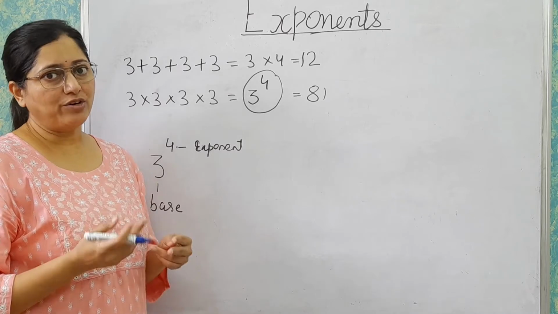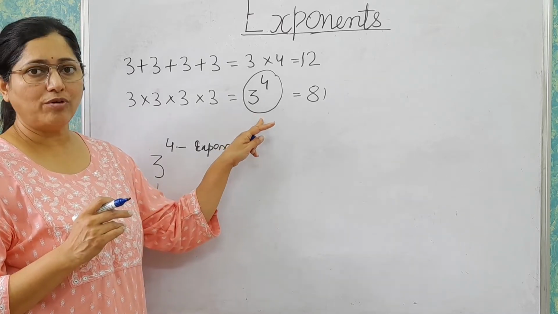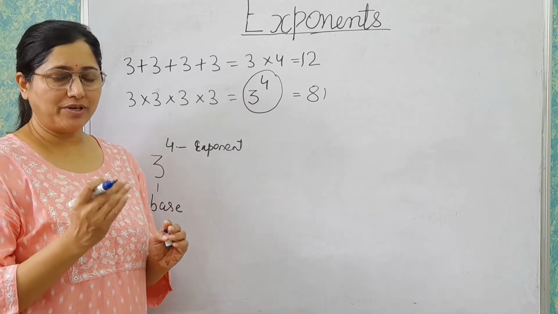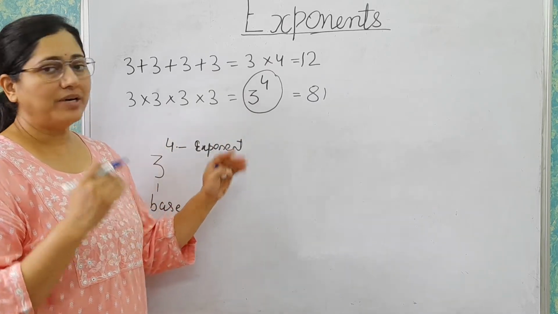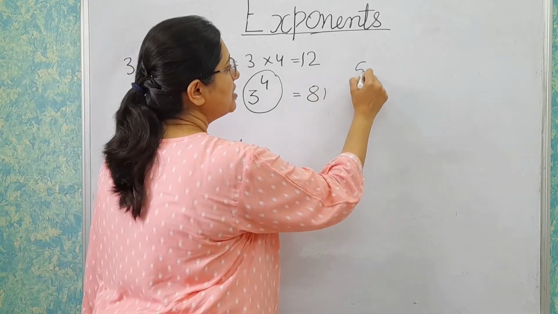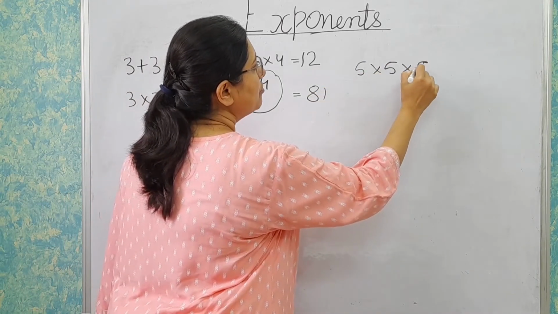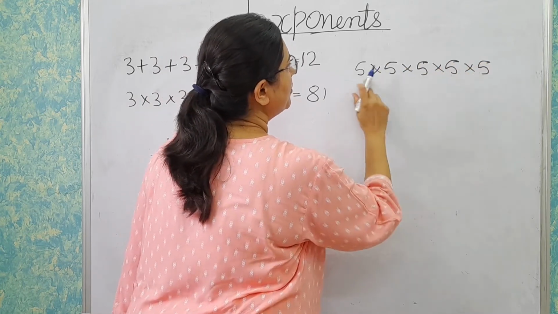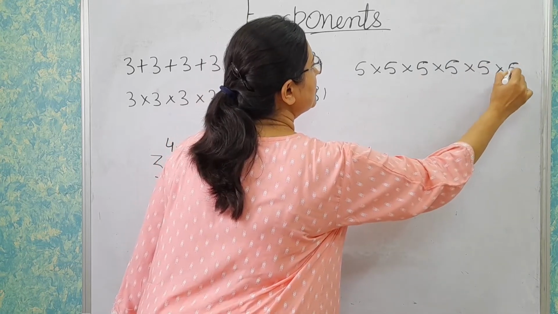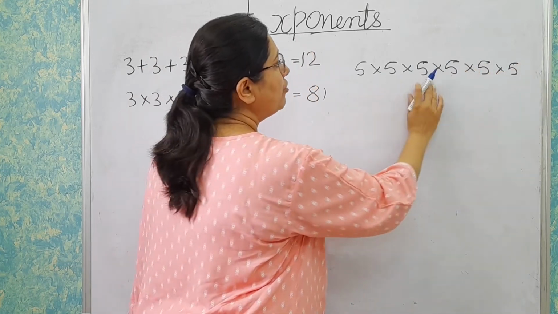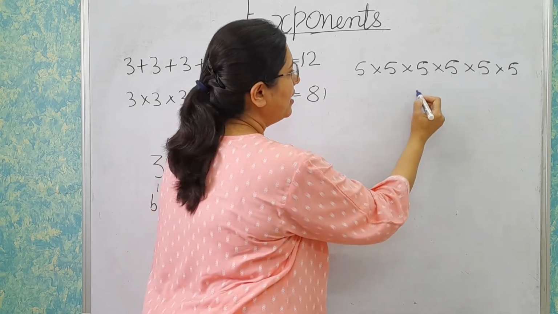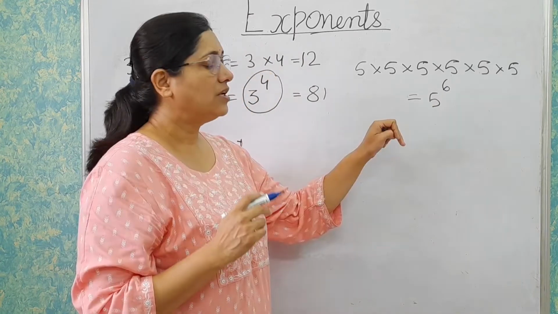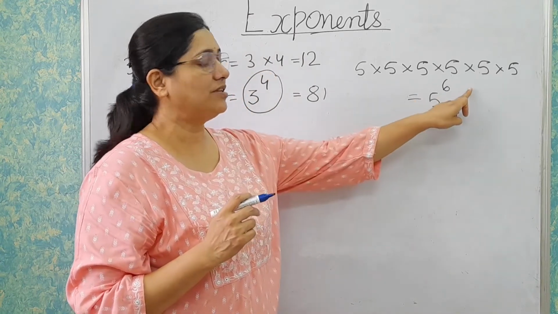But the question is, why do we represent numbers in exponential form? Because we want to make it compact, or represent the number in short form. If I am multiplying 5 six times, I have to write 5 multiplied by 5, again 5, 5, 5, 1, 2, 3, 4, 5 and this is 6. It will take a lot of space, but instead I can represent it as 5 raised to the power 6. So this is the compact form of this number.